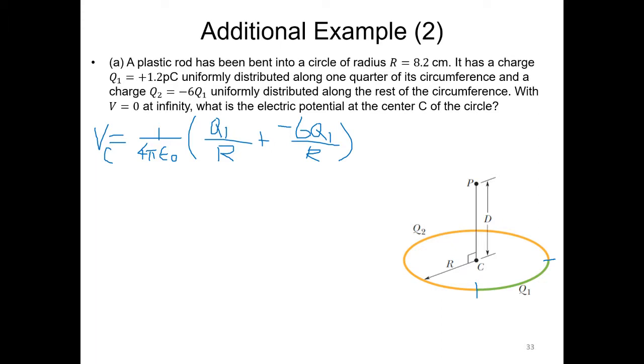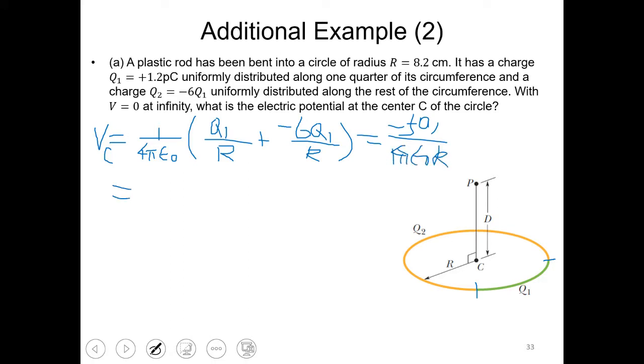So it's so simple for this. Because Q1 is distributed here, actually it tells you it is uniformly distributed, but no matter how it is distributed, the distance between them is also the same, R, because it's a circle. So actually the first term will be Q1 over R. And the second term, Q2, which is minus 6Q1, is distributed here. So also the distance between Q2 and C is also capital R. So the second term is minus 6Q1 over R. And it will be minus 5Q1 over epsilon 0 R.